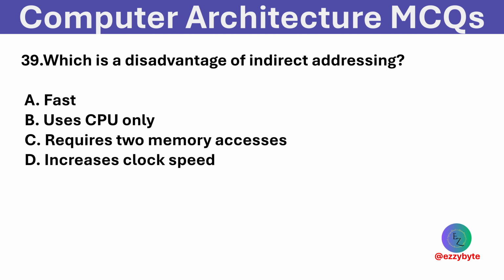Which is the disadvantage of indirect addressing? Options are fast, uses CPU only, requires 2 memory accesses, and increases clock speed. Option C is correct. Indirect addressing adds an extra memory access step.